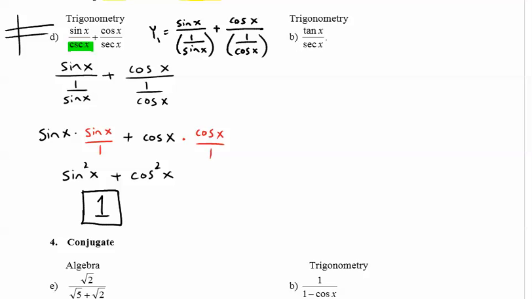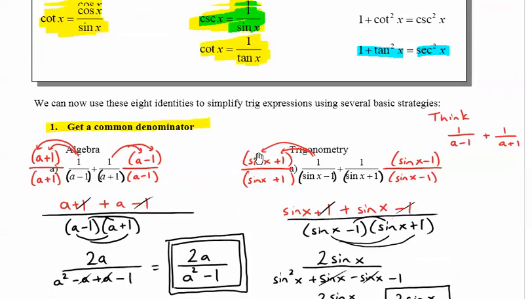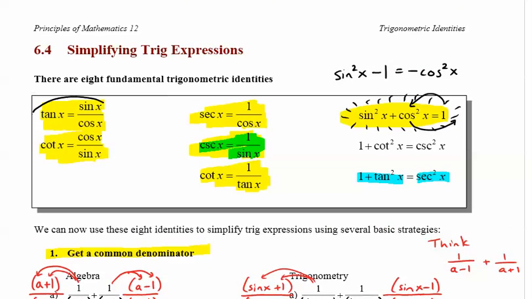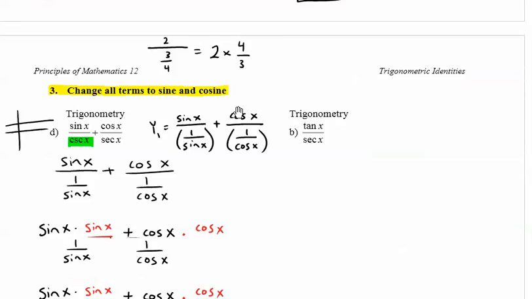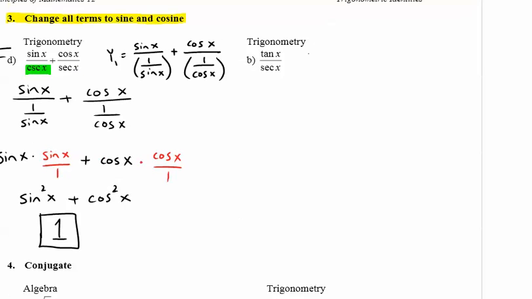We'll do another example. Tan of x over secant of x. So I'm going to change my tangent using my formula from the top. Tangent is the same as sine over cosine. So instead of tangent, I'll write sine over cosine. And instead of secant, I know that's the reciprocal of cosine. S goes with C, C goes with S.